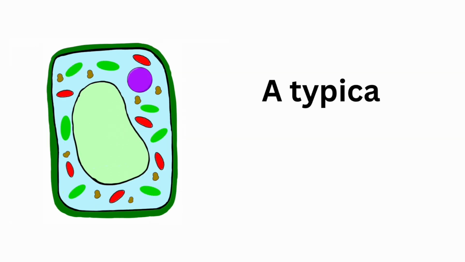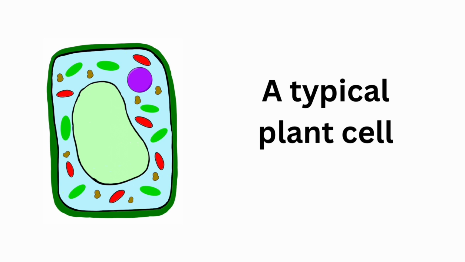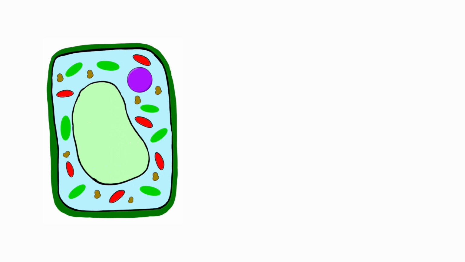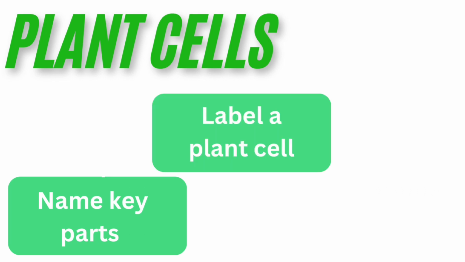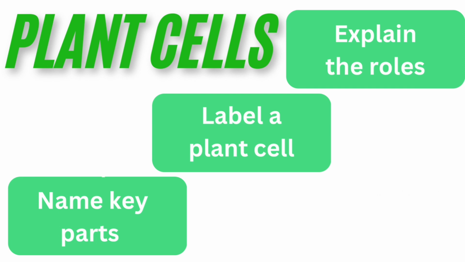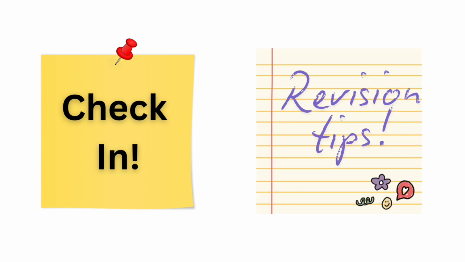In exam questions, you often get asked to label this diagram of a cell, so today we'll focus on this, a typical plant cell. So keep watching the video and I'll help you to make sure you can name the key parts of the cell. I'll help you to label the diagram of the cell, and I'll help you to explain the jobs or roles of the different cell parts. The video also includes check-in points to help you to make sure you're understanding key ideas, and I'll try to drop in some revision tips along the way.